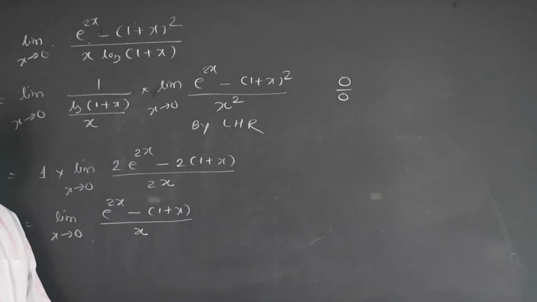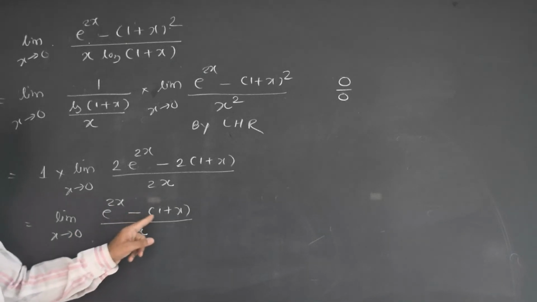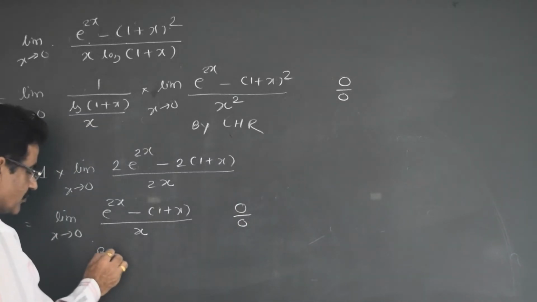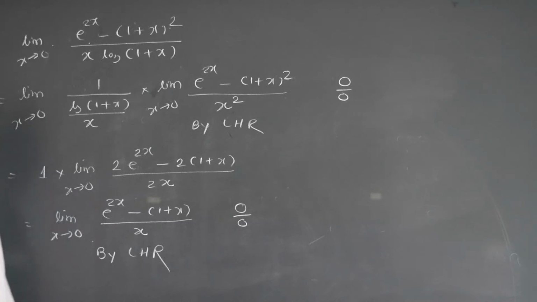Again we can check. If you replace x by 0, we are getting e raised to 0, that is 1. 1 minus 1, that is 0, and denominator is 0. Means we are in a position once again to apply L'Hospital's rule.